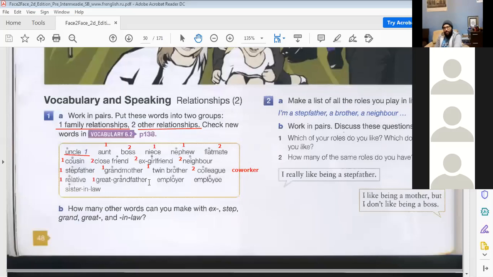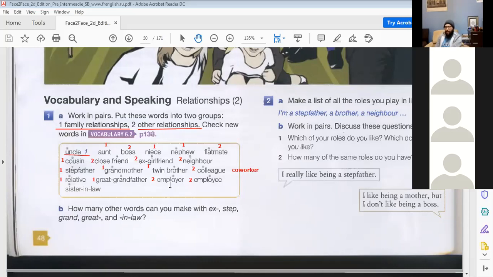Employer. 2. 2, correct. Employee. 2. What's the difference between employer and employee? Who's the boss? Employee works under the employer. That's it. The employee is the worker. Employer is the boss. This is the idea. So the employee works for the employer.